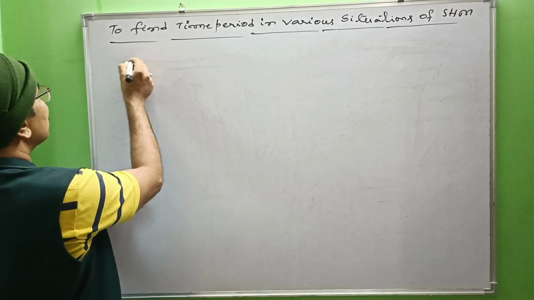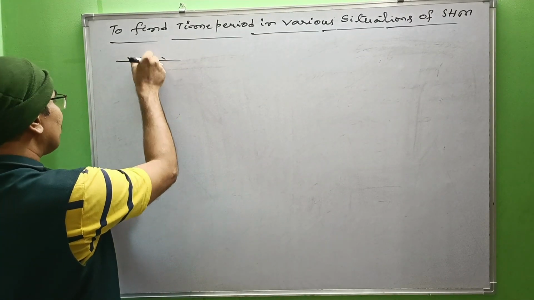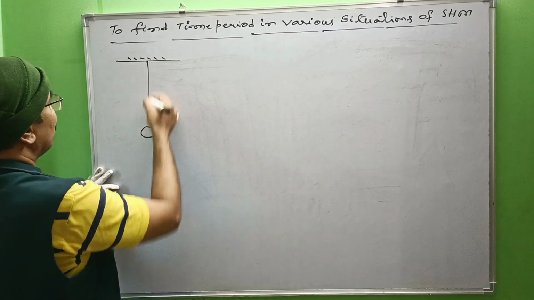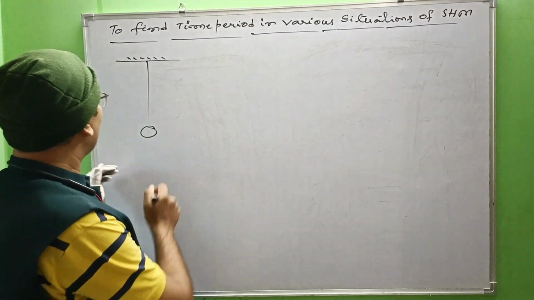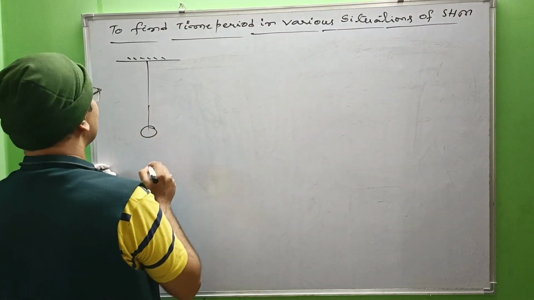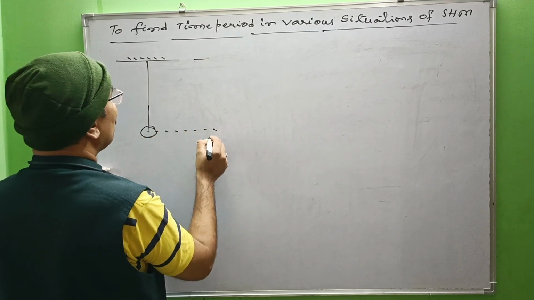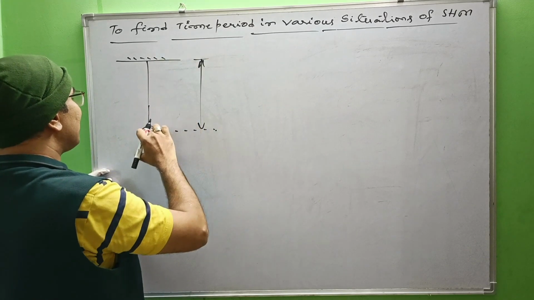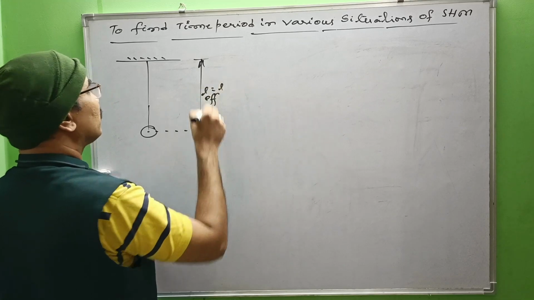See, here it is the ceiling, from which one bob is suspended by means of a light inextensible string. Now this is the point of suspension, this is the center of the bob. The distance between the point of suspension and the center of the bob is said to be L effective, that is L.